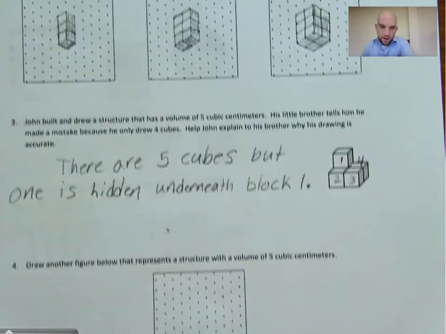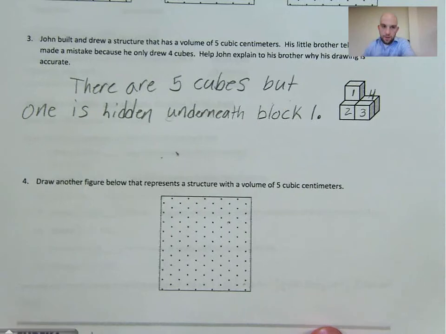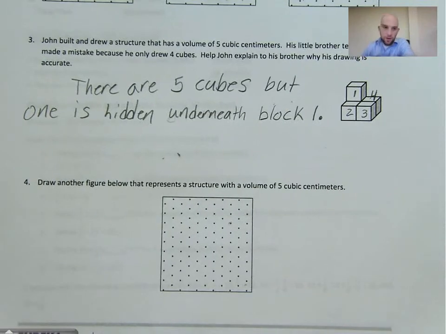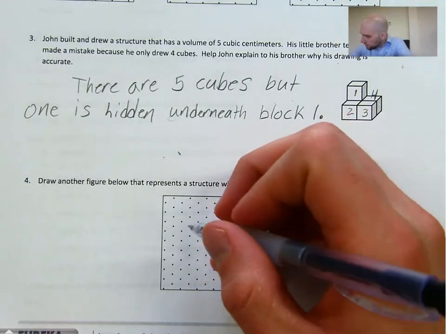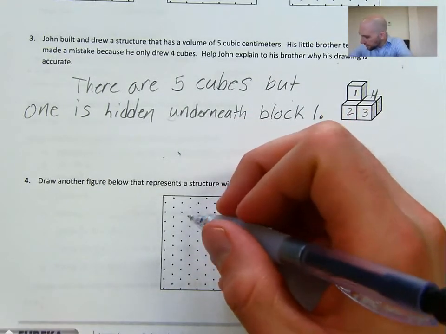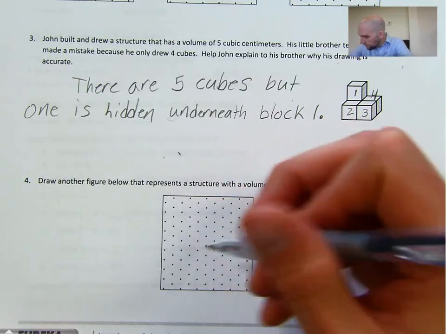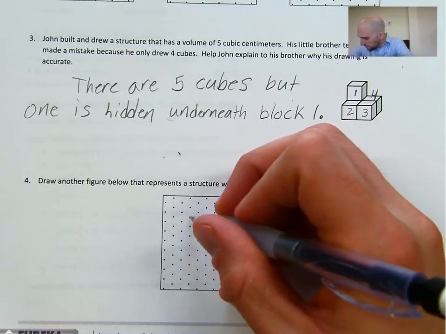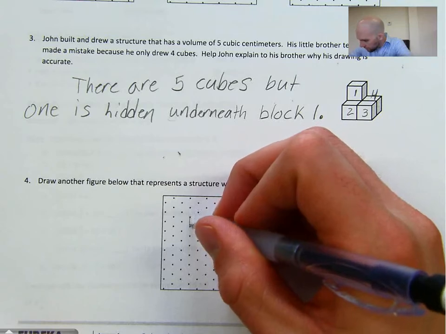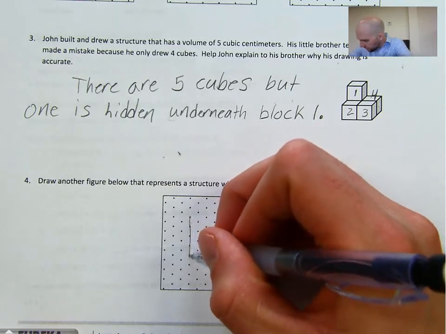All right, and then finally, we're going to do this number 4 here. It says, draw another figure that represents a structure with a volume of 5 cubic centimeters. We can do it a lot of different ways, but I think I'll do it this way. I'm just going to do a straight line. 1, 2, 3, 4, 5.